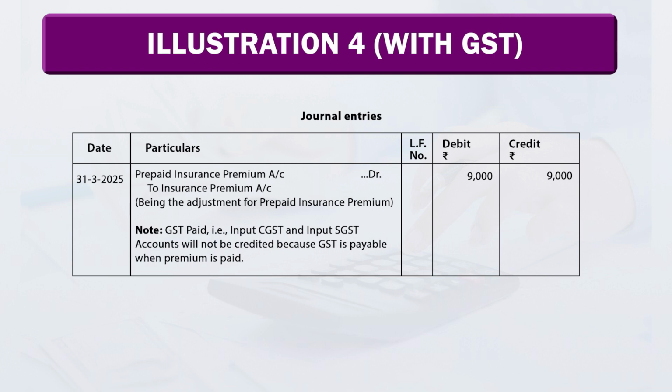Then another point is about prepaid insurance premium. We have paid prepaid insurance of rupees 9,000. So it is our advance payment. It is not our expense of current year. So to that extent we have to reduce our premium expense account. So prepaid insurance account is debited by rupees 9,000 and insurance premium account credited by 9,000 rupees. Friends, be careful over here. GST paid, that is input CGST and input SGST accounts will not be credited because GST is payable when premium is paid.